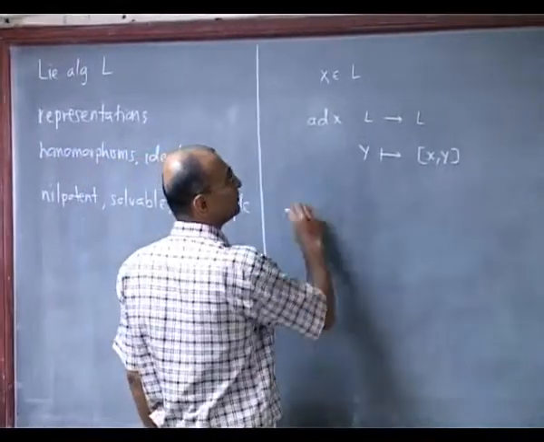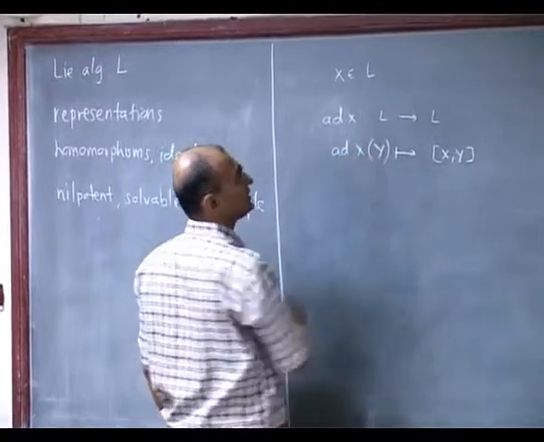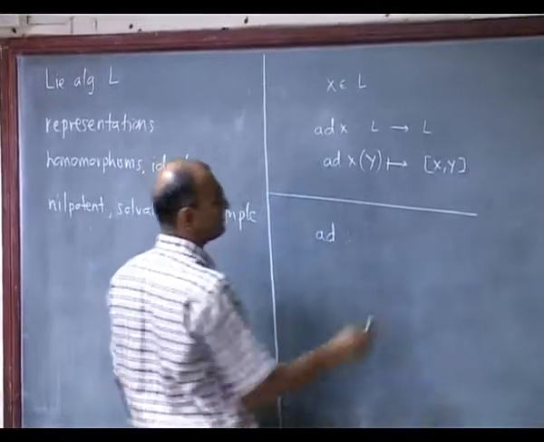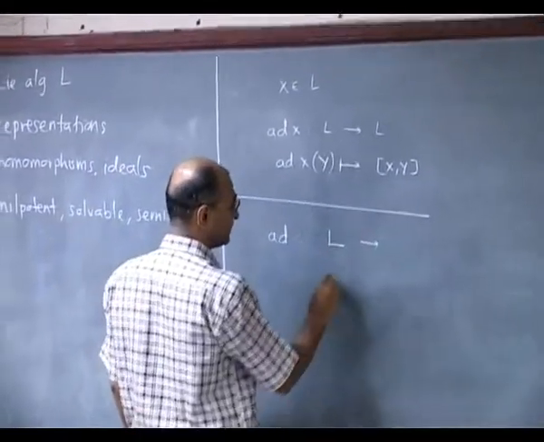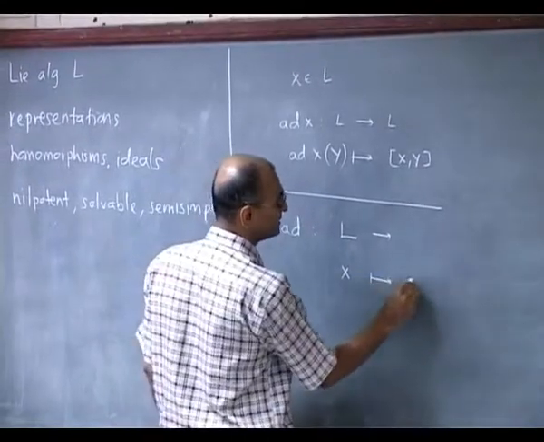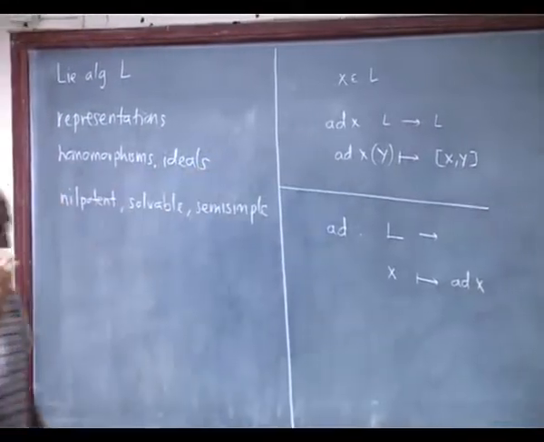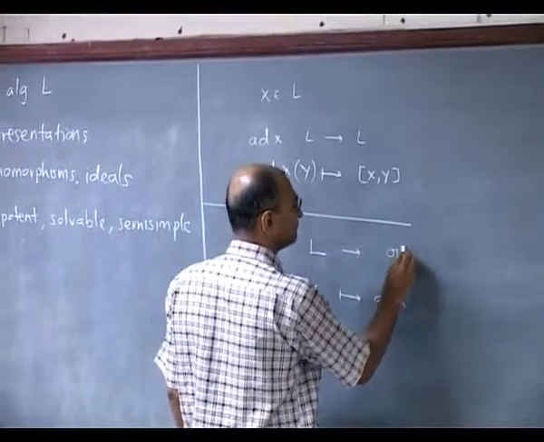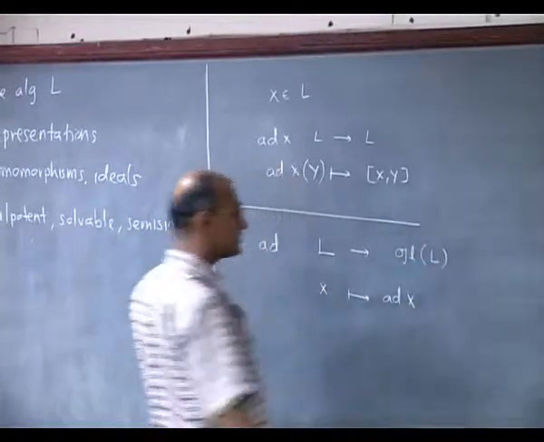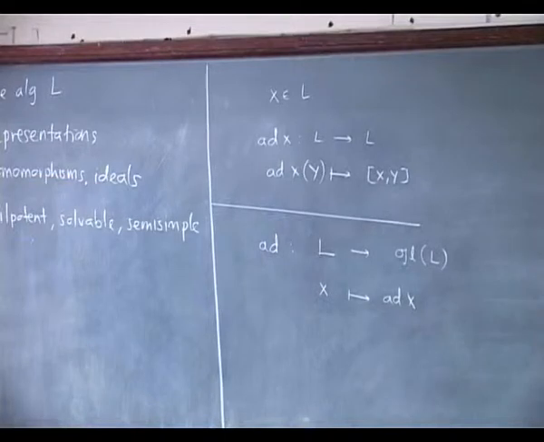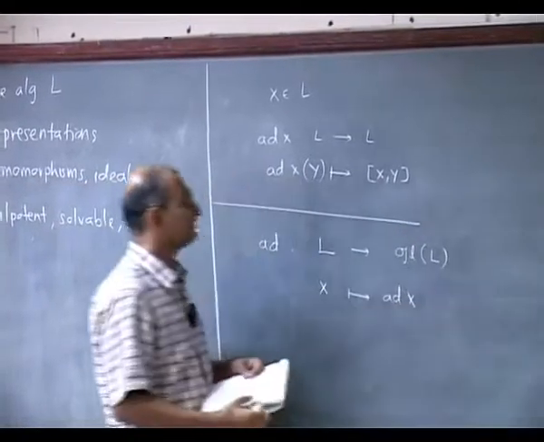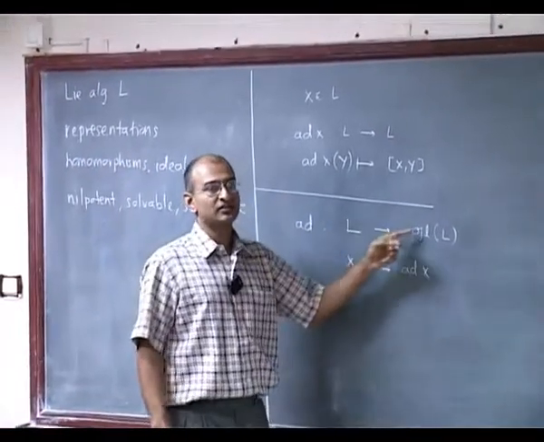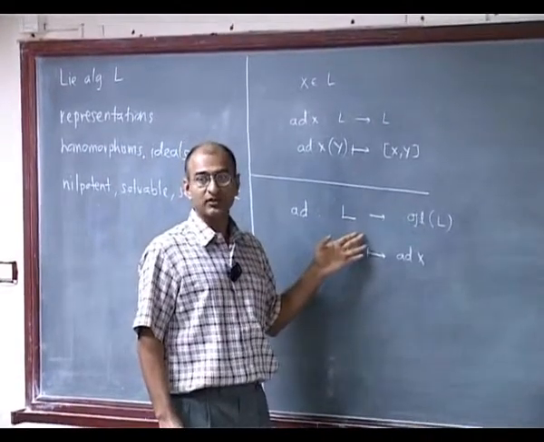So ad x of y is that. And now I get to think of ad as a map from L. It takes an element x and sends it to ad x. Well, what kind of object is ad x? It's also a map from L to L. So for each element of L, I get an operator on L, and because of linearity in all the arguments, ad x is linear and this is also linear, but it's more than that, that this is actually going to be a representation.